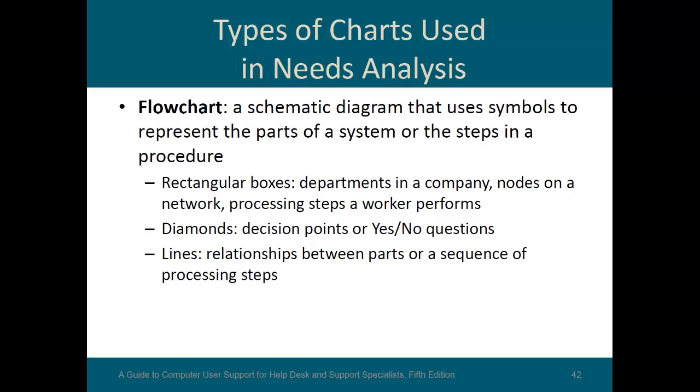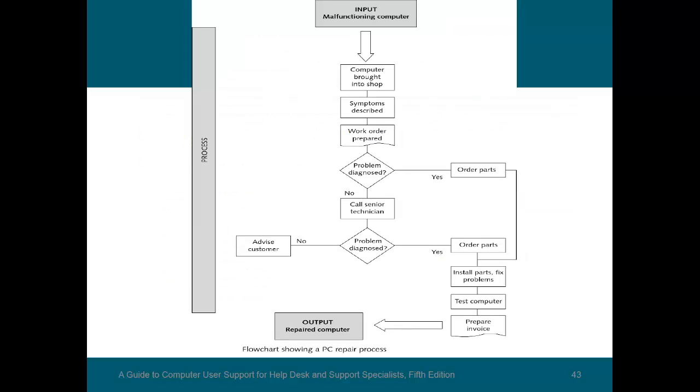Types of charts used in needs analysis: a flow chart is a schematic diagram that uses symbols to represent the parts of a system or the steps in a procedure. You'll see that in the book. Rectangular boxes represent departments in a company, nodes on a network, or processing steps a worker performs. These all could be flowcharts. There are other types: diamonds are decision points, yes/no questions, and lines are relationships between parts or a sequence of process. So here's your input at the top and your output at the bottom.